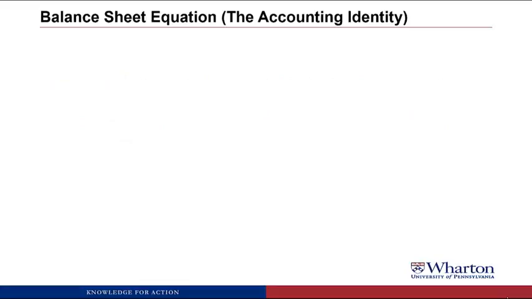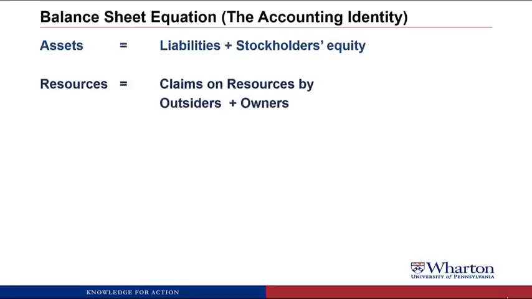Next, we're going to talk about the balance sheet equation, or the accounting identity. When you learn a foreign language, you often have to learn all of these cases and declensions. There's just a whole lot of grammar that you have to get down. In accounting, there's actually only one rule of grammar. Everything in accounting follows assets equals liabilities plus stockholders' equity, which is the balance sheet equation. Another way to say that is all the resources of the company have to equal the claims on those resources by either outsiders or by owners.